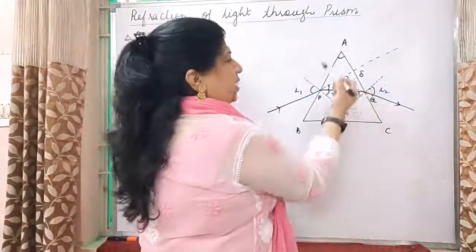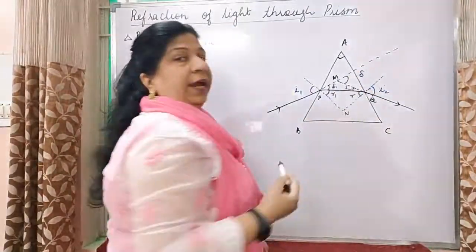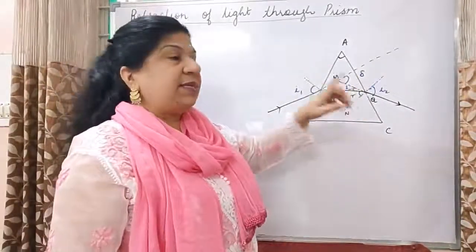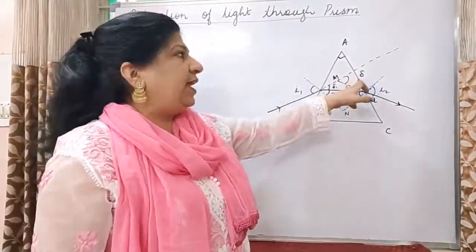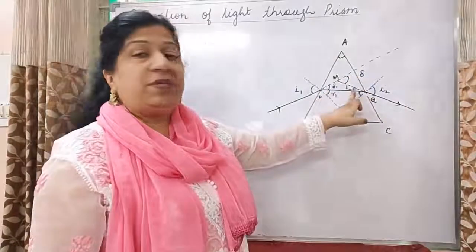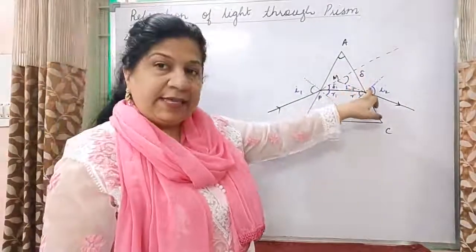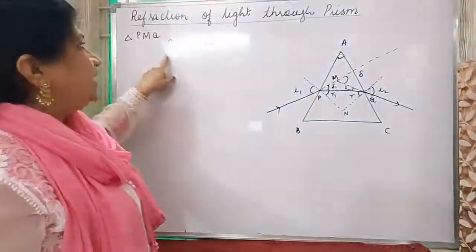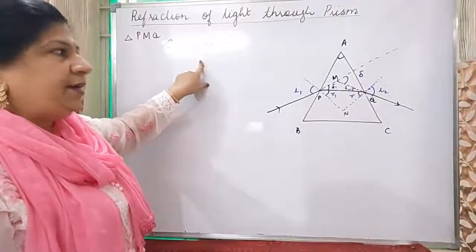Exterior angle is equal to the sum of the opposite interior angles, right? There's a theorem in mathematics that you have done: the exterior angle is equal to the sum of the opposite interior angles. Delta is the exterior angle, delta 1 and delta 2 are the opposite interior angles, and hence delta is equal to delta 1 plus delta 2.